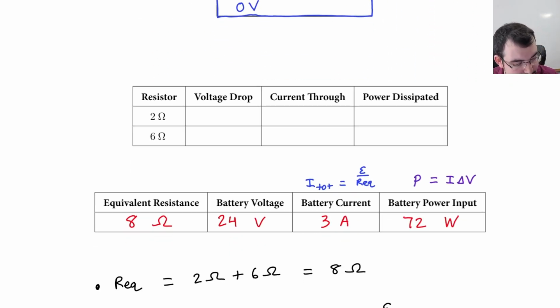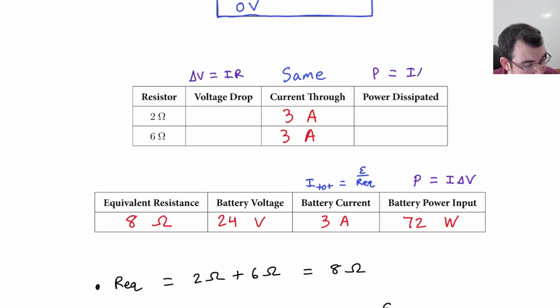So now we can fill in. So the current through was 3 amps for both. And it actually is worth saying as a note up here that this is the same. So what is the voltage drop? Well, the voltage drop is just delta V equals IR. And the power we can get with I delta V. So voltage drop, 3 times 2 was 6. And 3 times 6 was 18. And the power dissipated, 6 times 3 is 18 again. And 18 times 3 is 54.